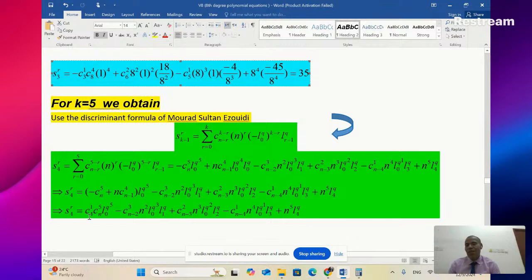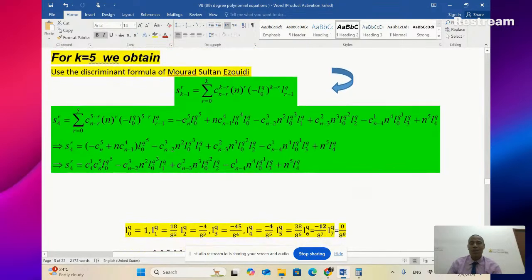You will get combination 4 choose 1 times combination n choose 5 times 0 for 2 raised to the power 5, minus combination n minus 2 choose 3 times n squared and 0 for 2 cubed times L1, plus combination n minus 3 choose 2 times the cube of n times the square of 0 times L2, minus combination n minus 4 choose 1 times n raised to the power 4 times L0 times L3, plus n raised to the power 5 times L4 for 2.